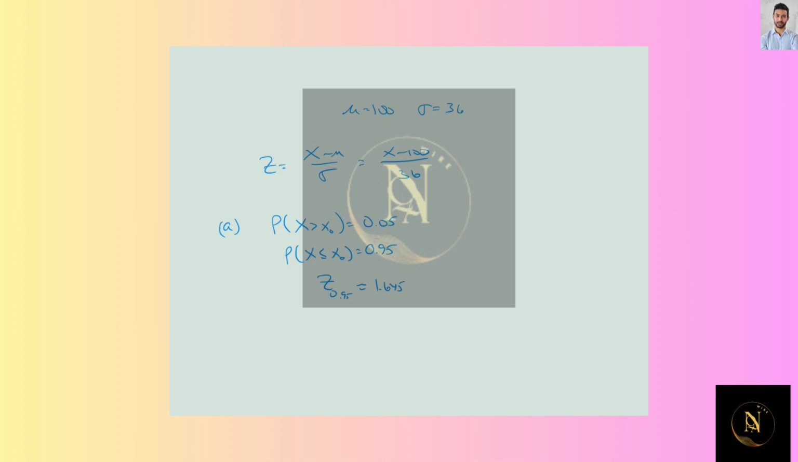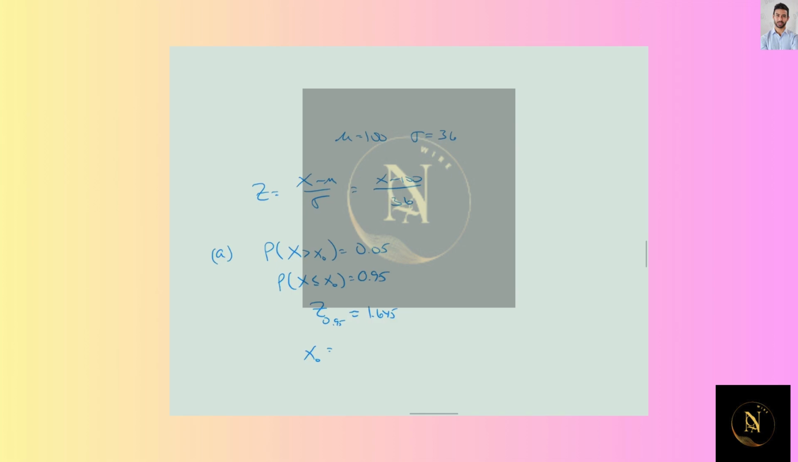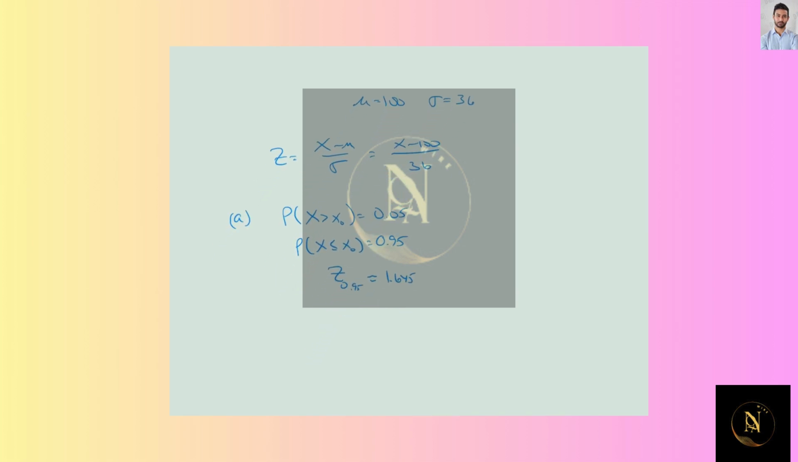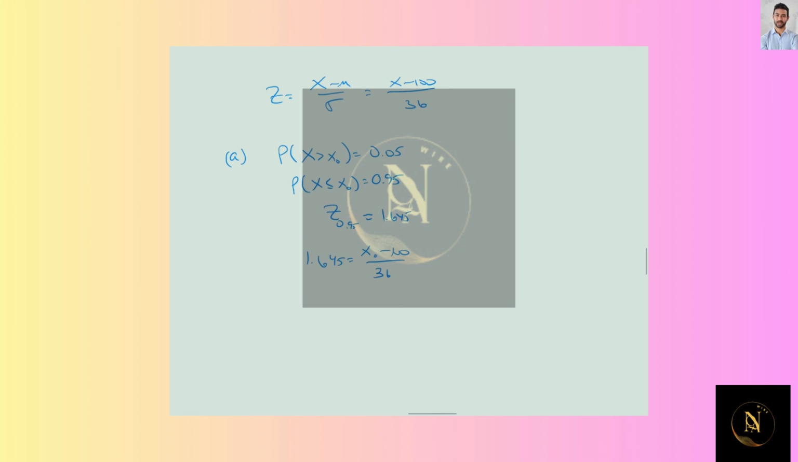And then we convert back. So x naught would be, if we were to solve for x from our initial substitution, 1.645 is equal to x minus 100 over 36. So you multiply by 36 and add 100. And that calculates to 159.22.